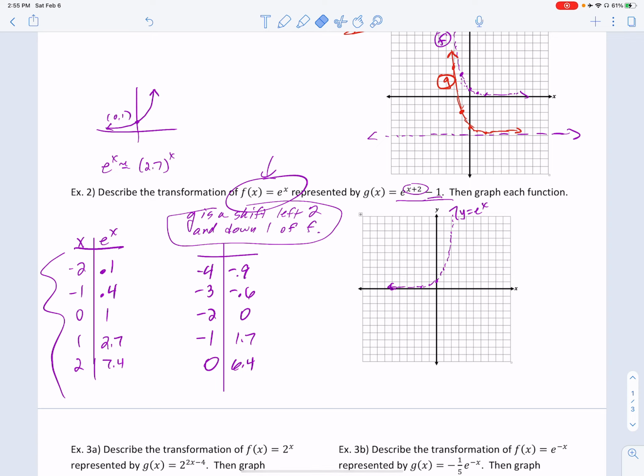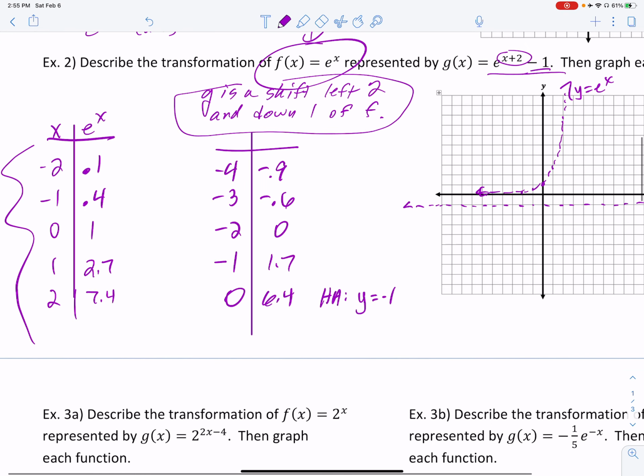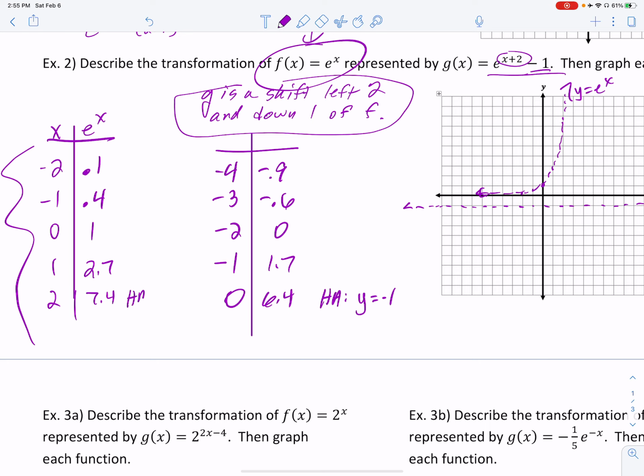So we have just subtracted 1 from all the y values. And since it's gone down 1, instead of the x-axis being a horizontal asymptote, that gets shifted down 1. The horizontal asymptote is going to be y equals -1 instead of y equals 0, versus on the original, where the horizontal asymptote was y equals 0.